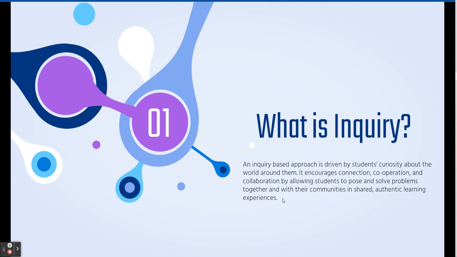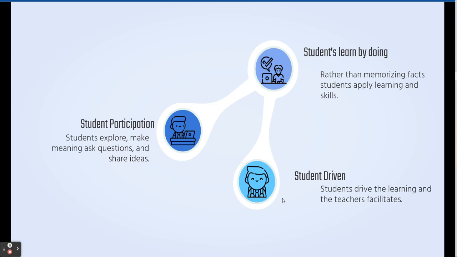It's such a big, undigestible idea. When I first started learning about inquiry, I was like, this is absolutely huge. How can I possibly do this and still meet the standards that I have to work within inside of my classroom? So what I did is I broke it down into the three big pieces of inquiry. The first one is students participating. They're exploring, they're making meaning, they're asking questions, they're sharing ideas.